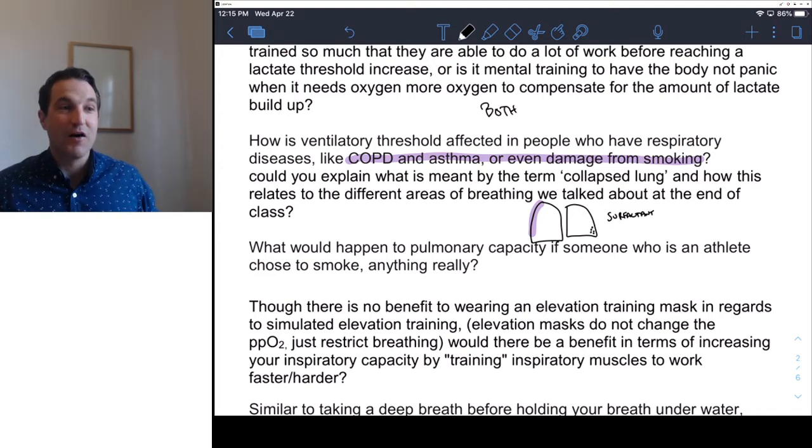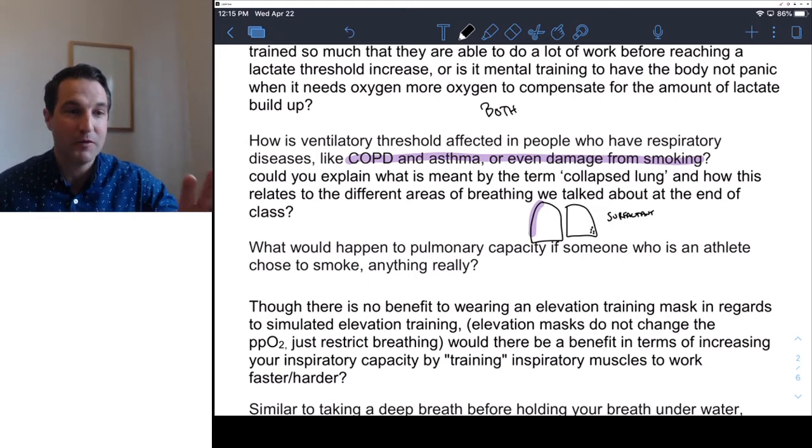This gets involved with our obstructive relationship. A person who smokes regularly, they have symptoms similar to a person who has asthma. So a person who would smoke regularly to induce some of that damage to their lungs is going to have trouble breathing out.